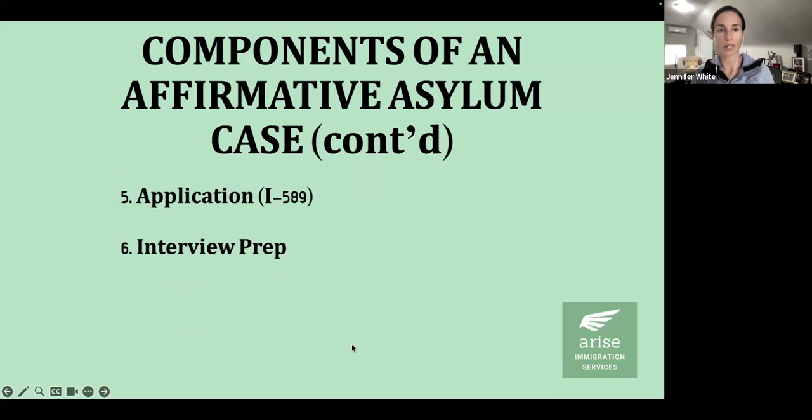And we'll do a whole other training on that. The application for asylum is comprehensive. The government wants to know a lot of information about folks who are applying for asylum. So if you haven't looked at that, it's useful to really familiarize yourself with that before you take on a case. And then there's the interview prep. So we'll go over all of these briefly.